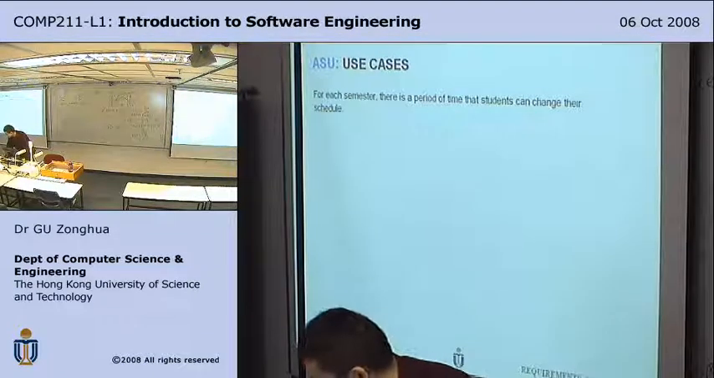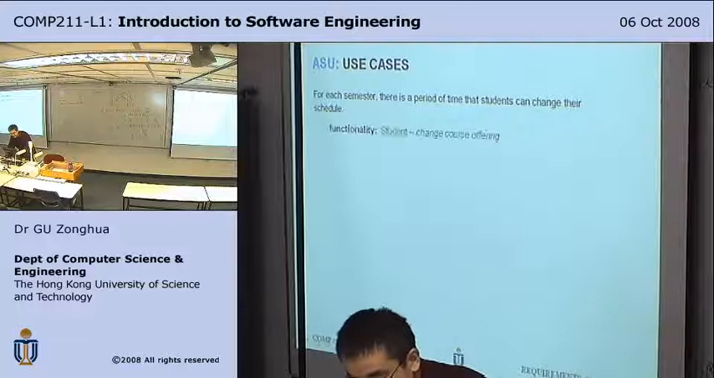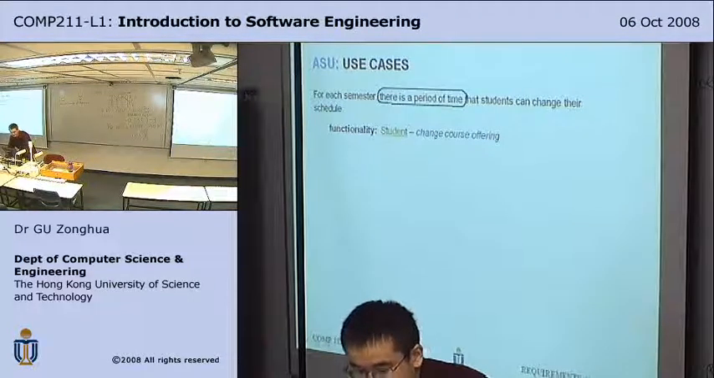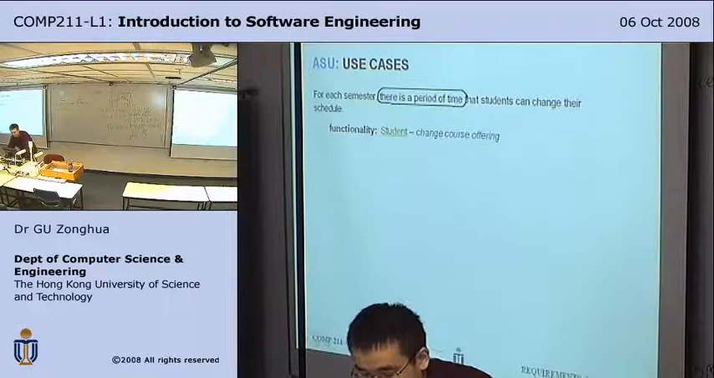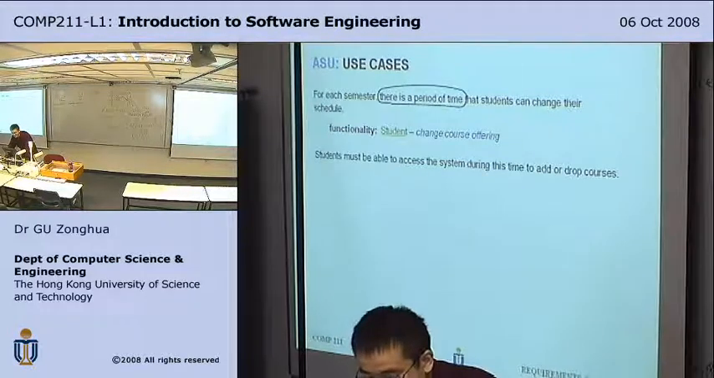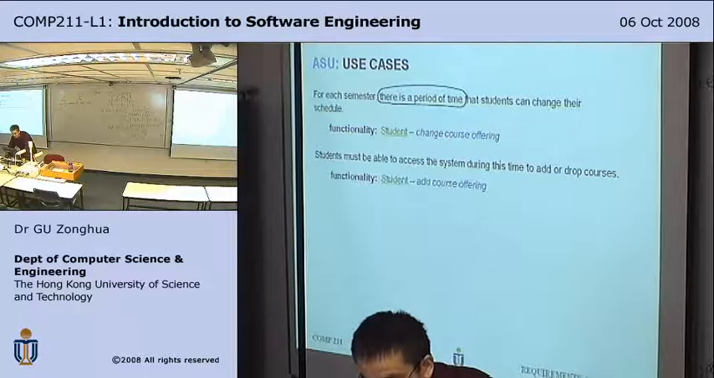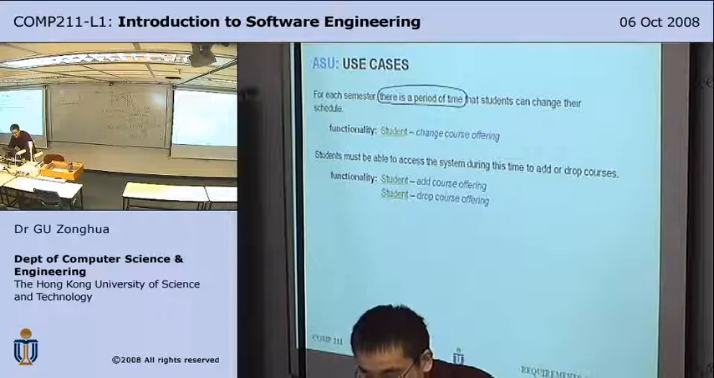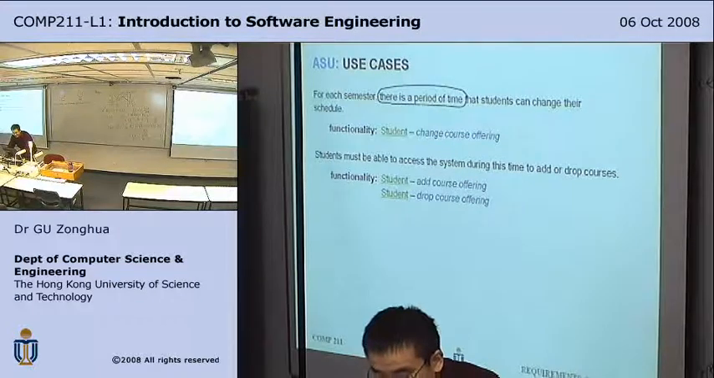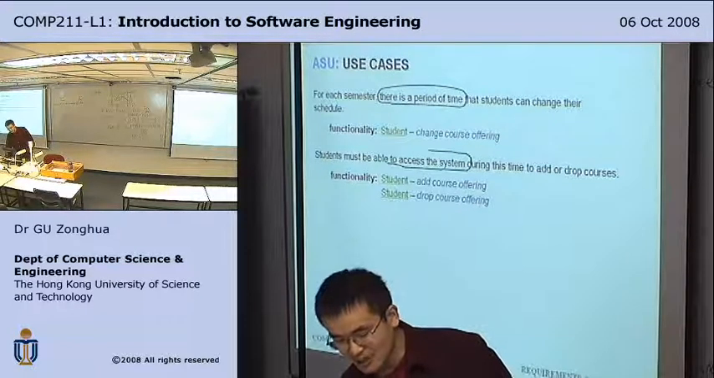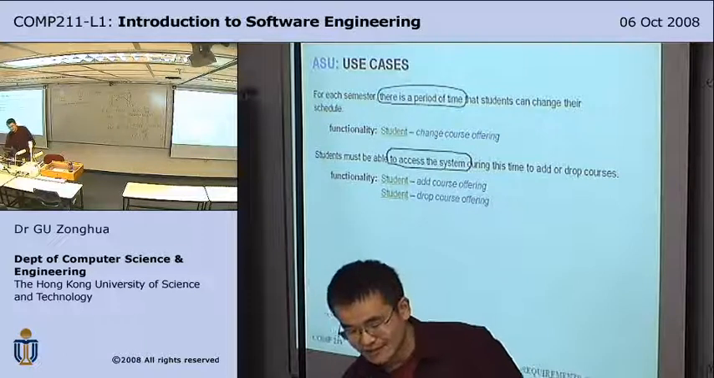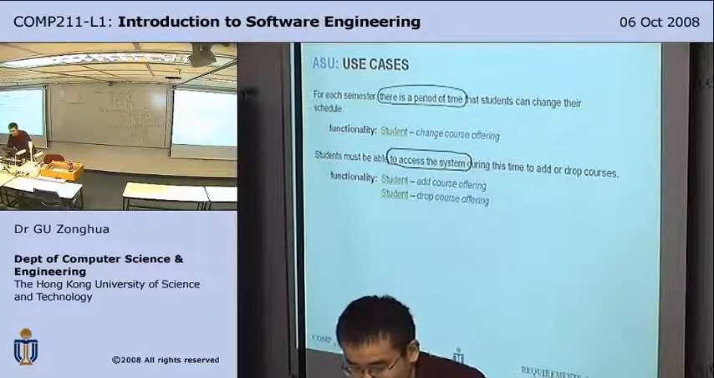For each semester, there's a period of time that students can change their schedule. So students change course offering. So there's a period of time. It's another precondition we'll specify as part of the details, not at the top level. So students must be able to access the system during this time to add and drop courses. Student add and drop course offering. So these are the new functionalities. Access the system is not a new functionality. It's implicit in everything you do with the system.